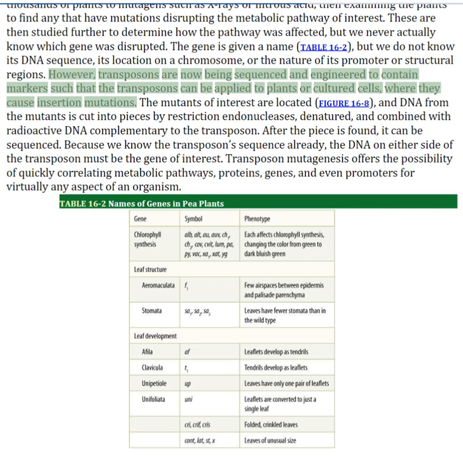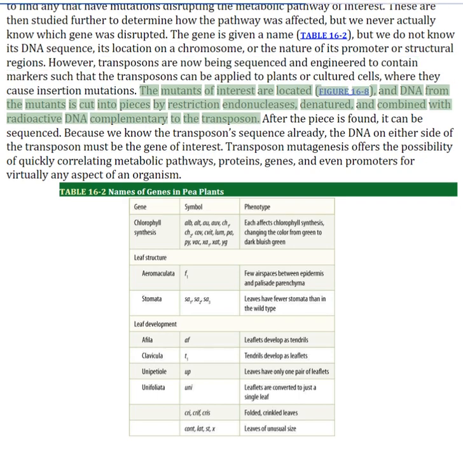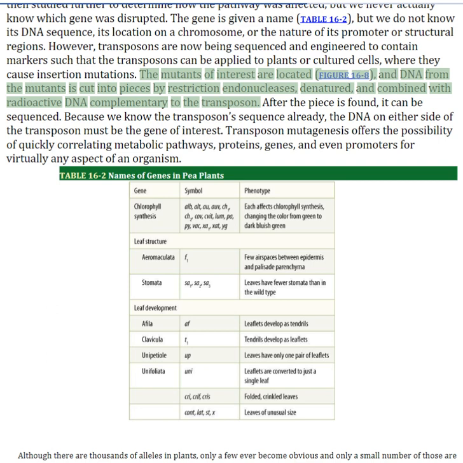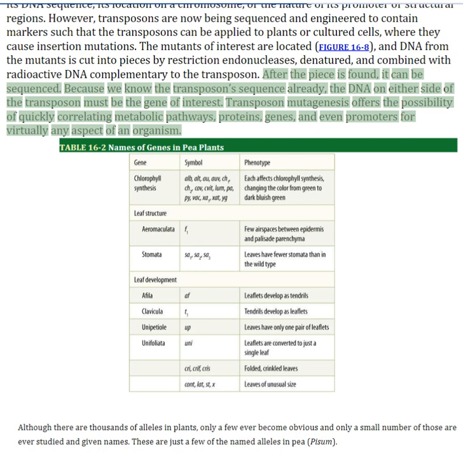However, transposons are now being sequenced and engineered to contain markers such that the transposons can be applied to plants or cultured cells, where they cause insertion mutations. The mutants of interest are located, and DNA from the mutants is cut into pieces by restriction endonucleases, denatured, and combined with radioactive DNA complementary to the transposon. After the piece is found, it can be sequenced. Because we know the transposon sequence already, the DNA on either side of the transposon must be the gene of interest.